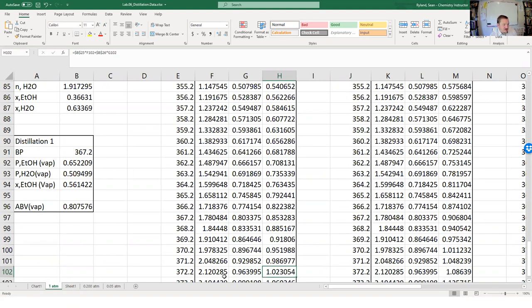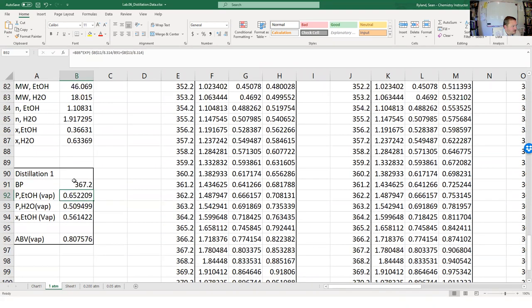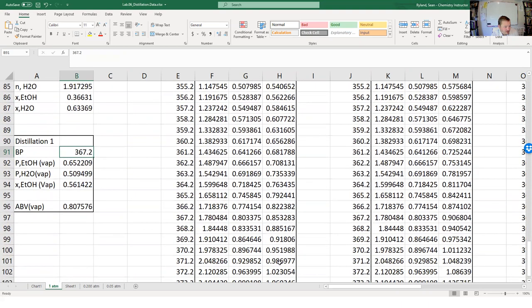And then that allowed us to say, okay, well, our partial pressure after distillation one, the vapor pressure of ethanol was 0.65 atmospheres, roughly. That does not look right because that's left over from a different calculation, because we should be sitting here between 371 and 372. The vapor pressure for each of them, though, was just going to be that particular vapor pressure at that temperature times the mole fraction of the liquid. All right, and so that gave us a mole fraction of vapor.